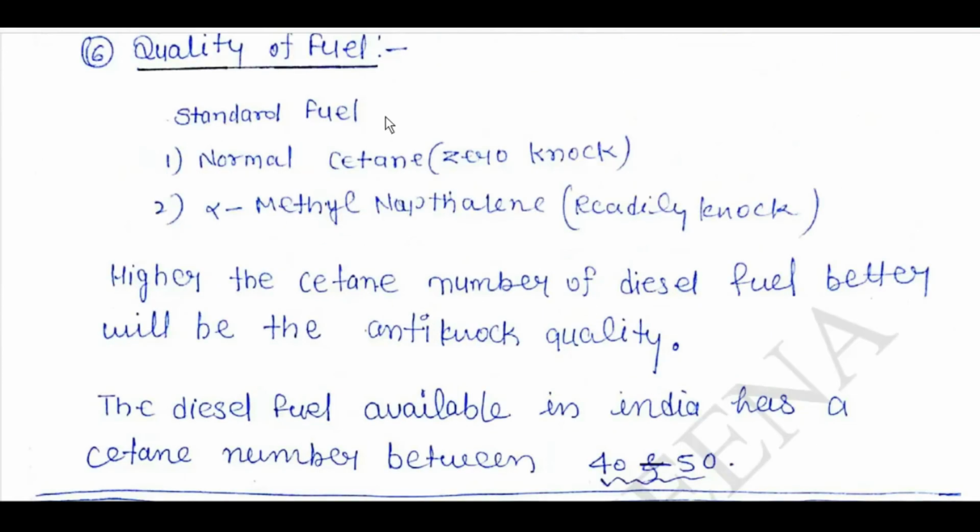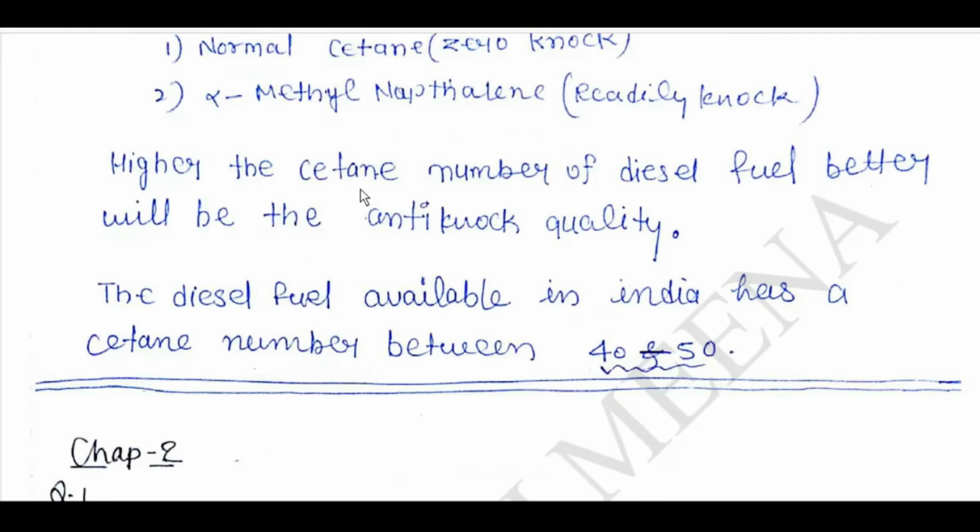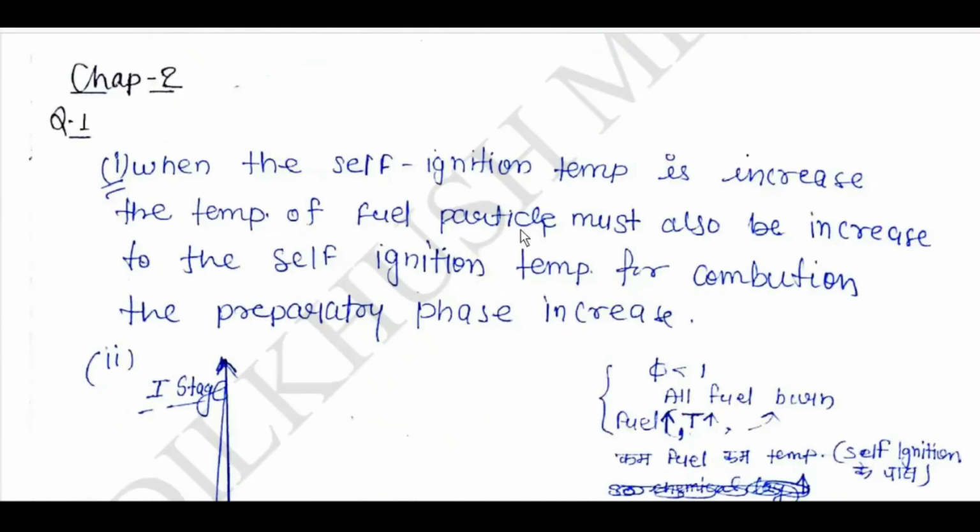Quality of fuel: the standard fuels are normal cetane, C10, which has zero knock, and alpha methyl naphthalene, which readily knocks. The higher the cetane number of the diesel fuel, the better the anti-knock quality. The diesel fuel available in India has a cetane number of 40 to 50.